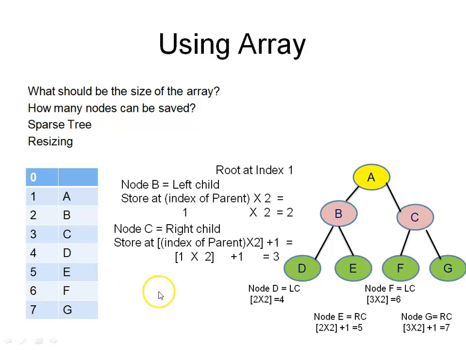I hope it is clear to you how the addresses are calculated. The left child is always at the index of the parent into 2, and the right child is always at the index of the parent into 2 plus 1.